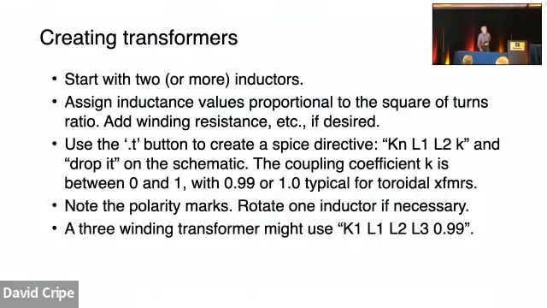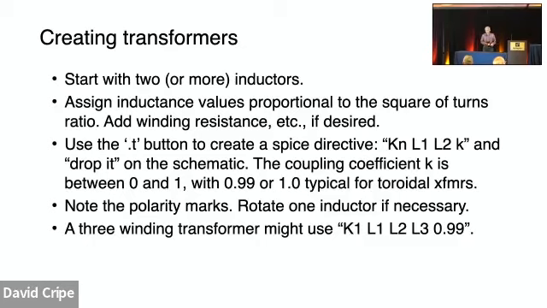Now, creating transformers. There's not a transformer component, but it's super easy. You just put 2 or more inductors, and then you give a SPICE statement that tells how they're linked as far as mutual inductance. You assign inductance values according to what you already know about how transformers work. This is going to be a 2-to-1 winding ratio and voltage ratio and 4-to-1 impedance ratio. So I make the inductance of one 4 times the inductance of the other to achieve that. Use the .t button or just press the period to create a SPICE directive.